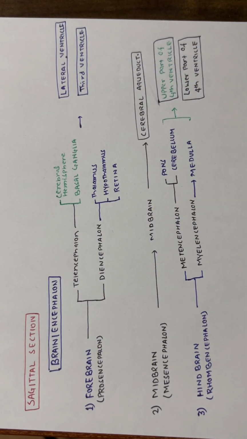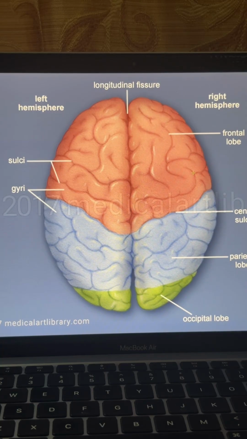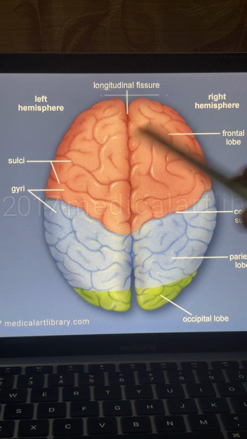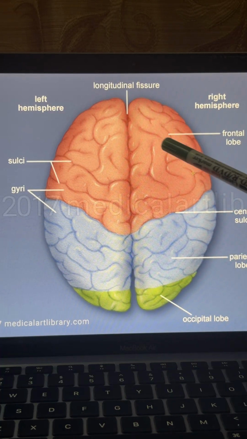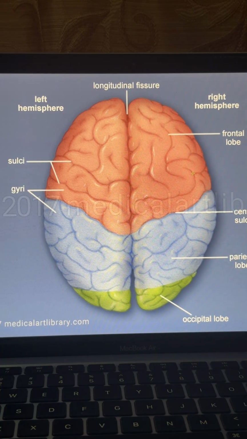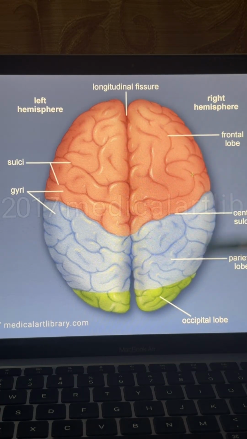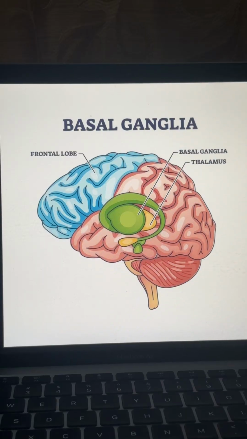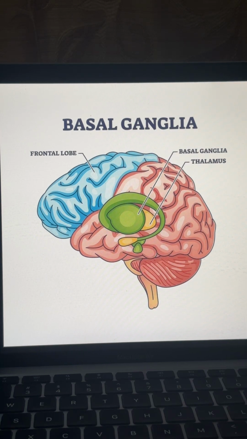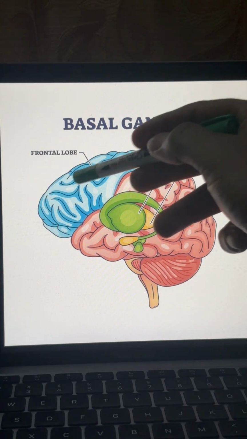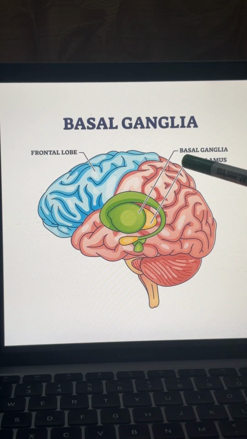Now we'll see this in a figure. This is your right hemisphere and this is your left hemisphere. So this whole thing is a hemisphere. Now in the forebrain, when we look at the basal ganglia, it has two parts. One is the cerebral hemisphere. This is a half cerebral hemisphere, and this part is basal ganglia.